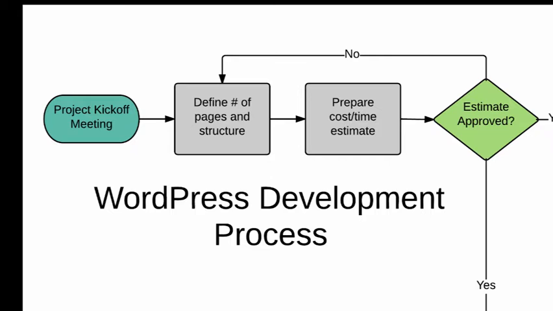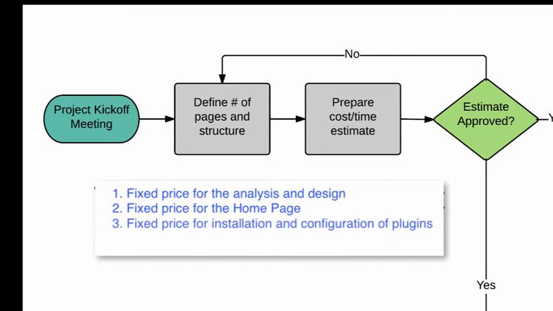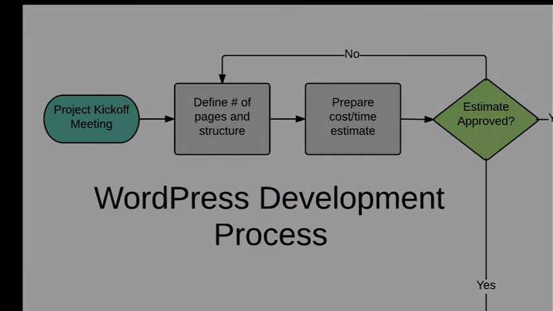Our quoted price, based on the overall complexity of the site, will consist of the sum of 4 items. 1. A fixed price for the analysis and design. 2. A fixed price for the home page. 3. A fixed price for installation and configuration of any plugins required, such as WooCommerce or Bookly. And fourthly, a fixed price per page for additional pages. The final project cost will depend on the actual number of pages that form the completed site.